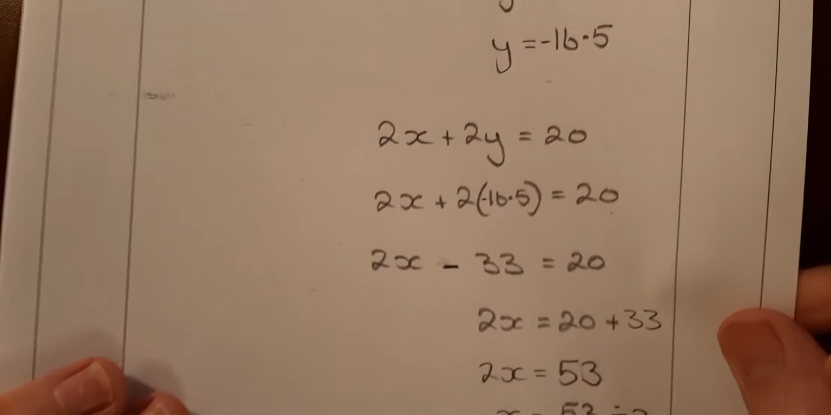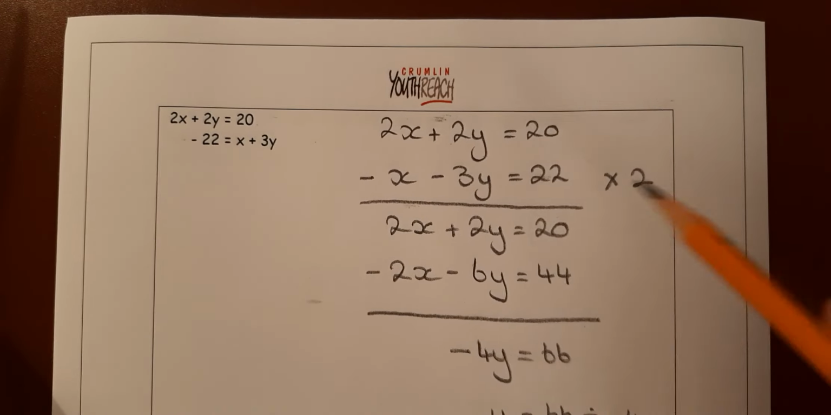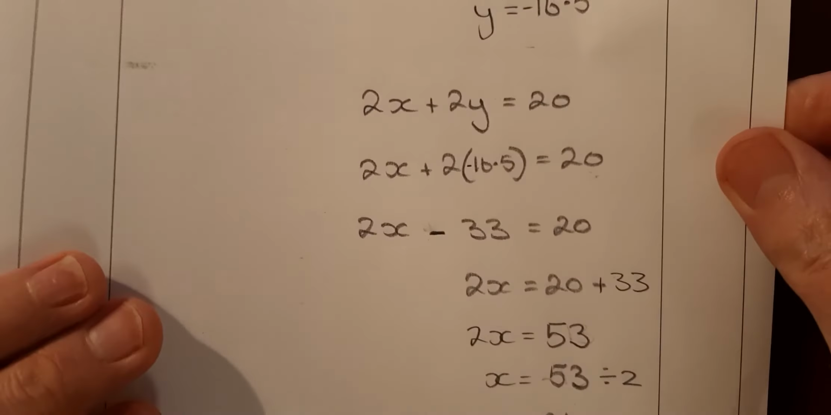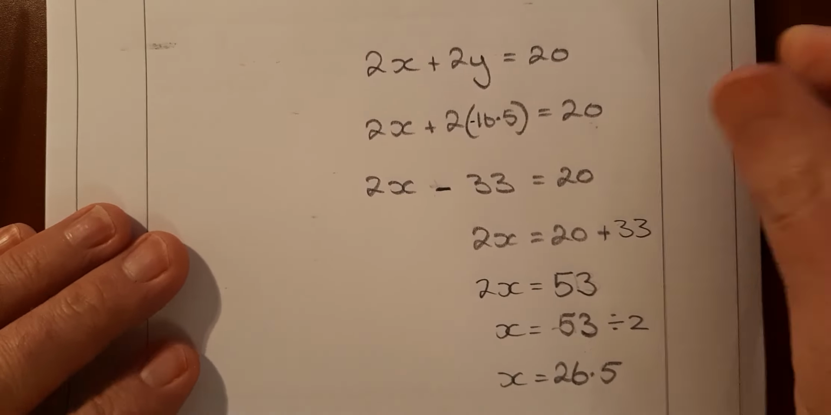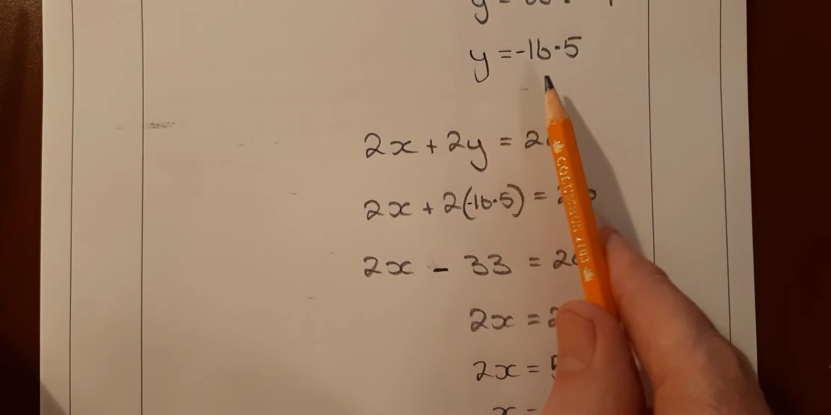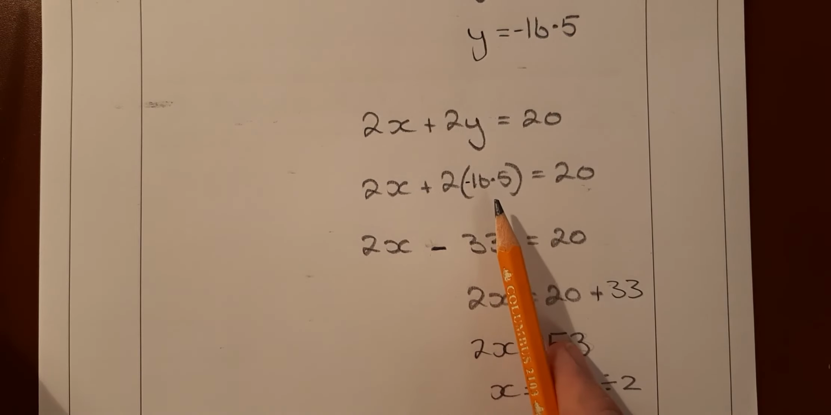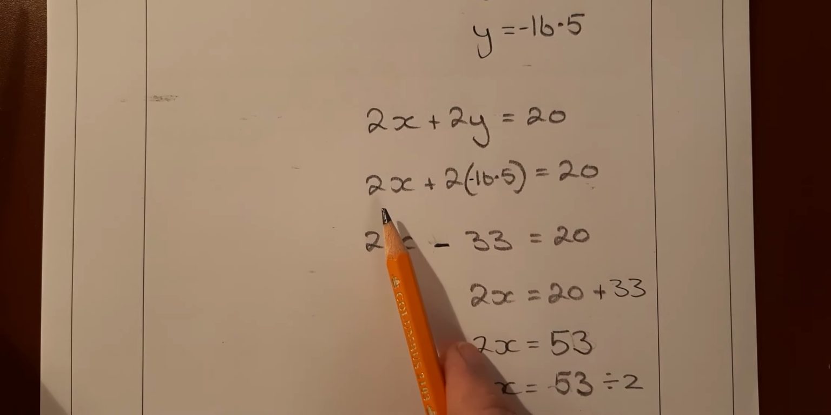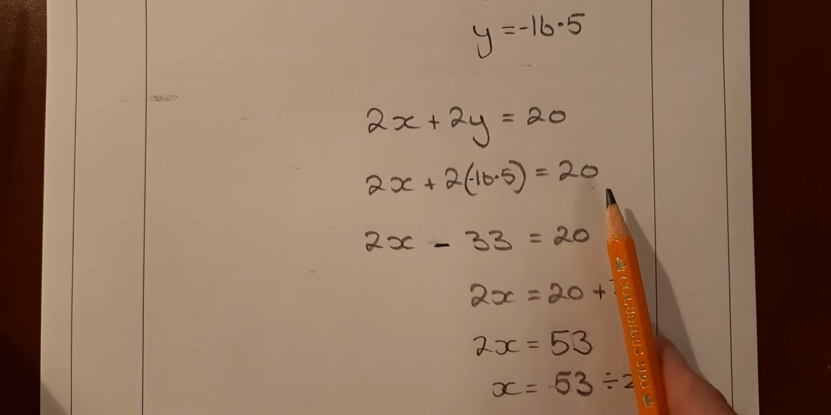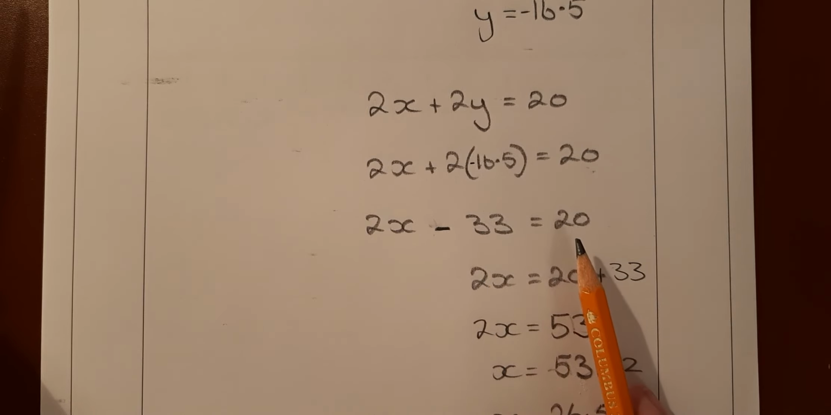Now that I have a value for y, I'm going to substitute it into one of the equations. For this one, I've picked the top one, 2x plus 2y equals 20. So 2x plus 2y equals 20. We found the y to be equal to minus 16.5. That is substituted into the y position. So now we have 2x plus 2 multiplied by minus 16.5 equals 20. 2x minus 33 equals 20.